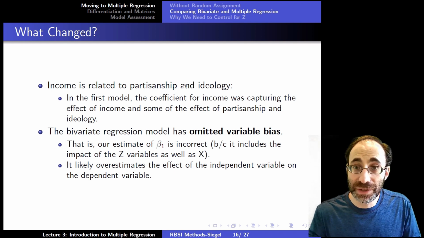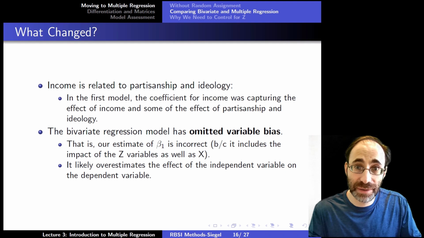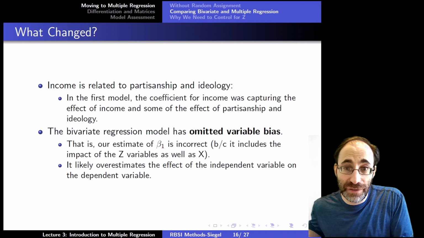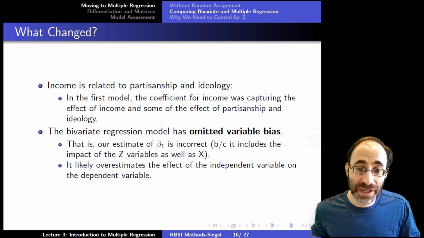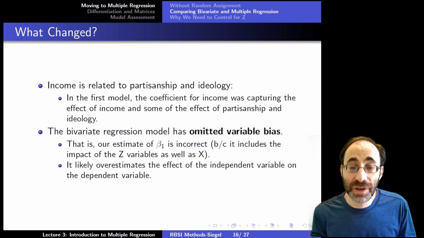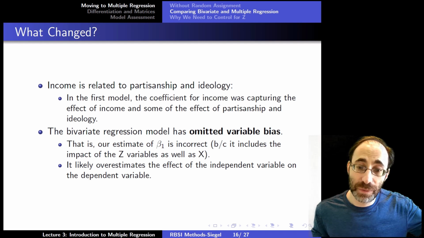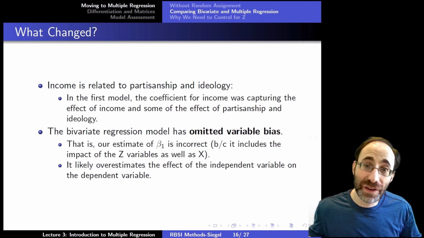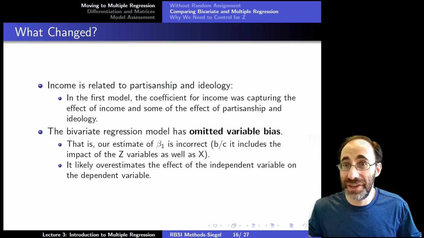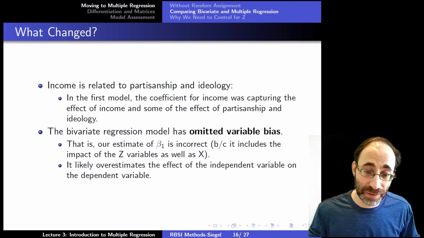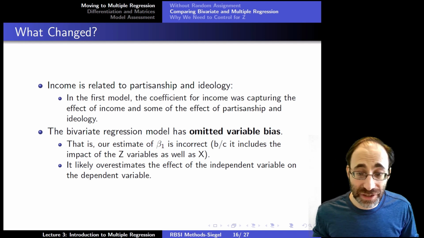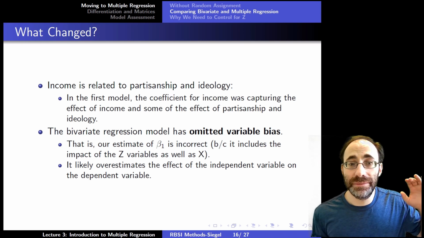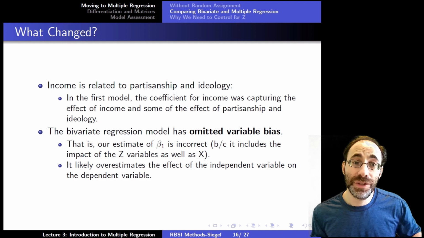It's when you omit a variable that was important, because without it you would have had spurious causation, and because of that omitted variable bias, you get a biased estimate. It is not accurate, right? Because the estimate of your beta 1, or your original beta 1, was incorrect because it included the effect of the z variables, the control variables of partisanship and ideology, as well as the independent variable. In this case, it overestimated the effect of the independent variable on the dependent variable. Okay. So that's how this all works, and that's why we include these controls.